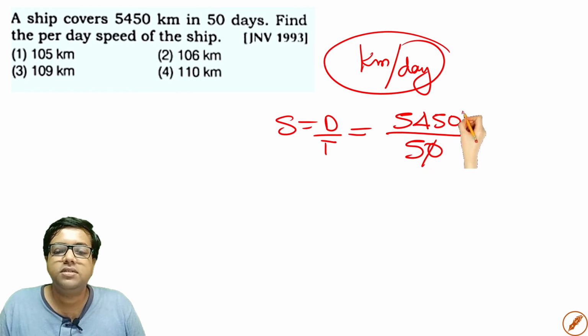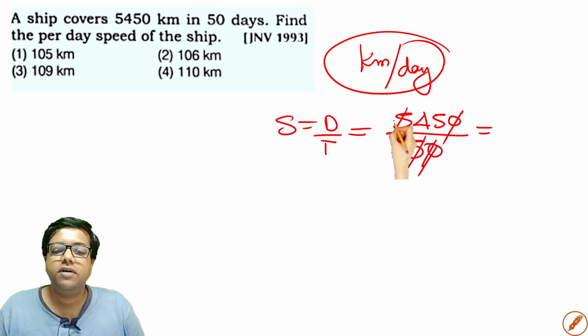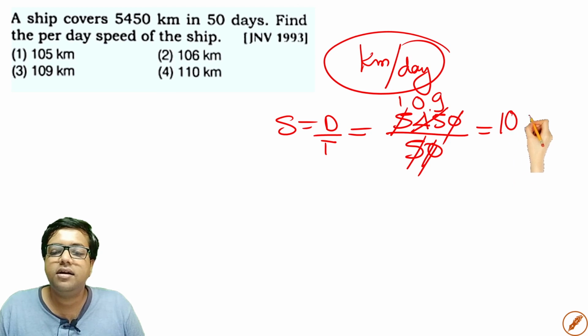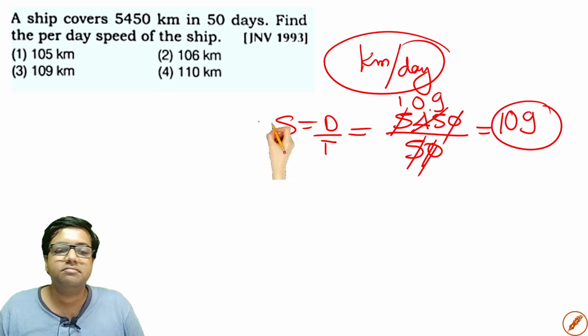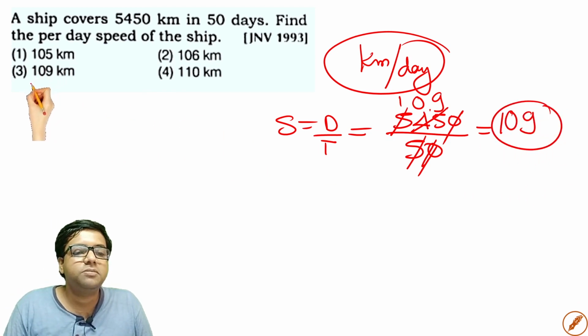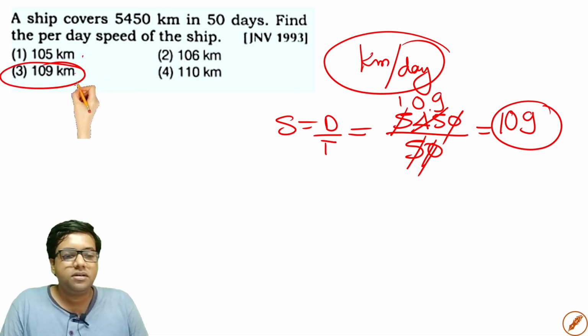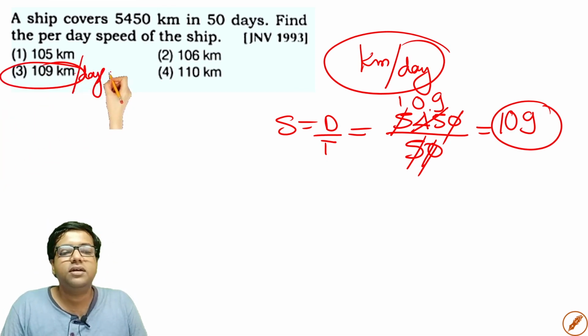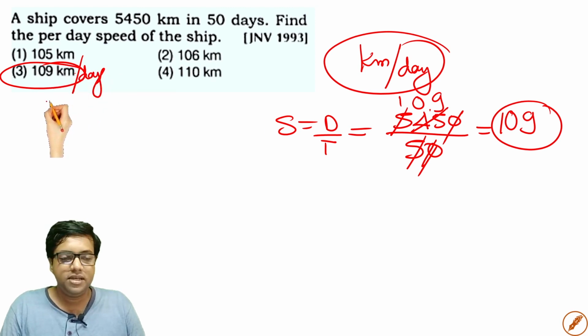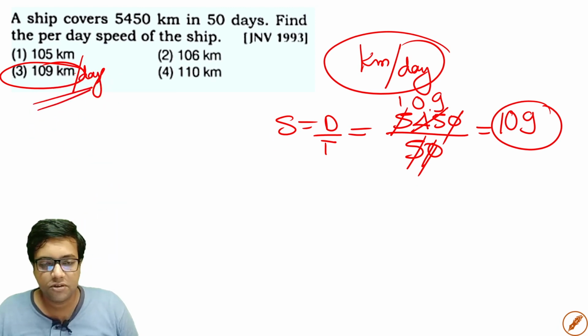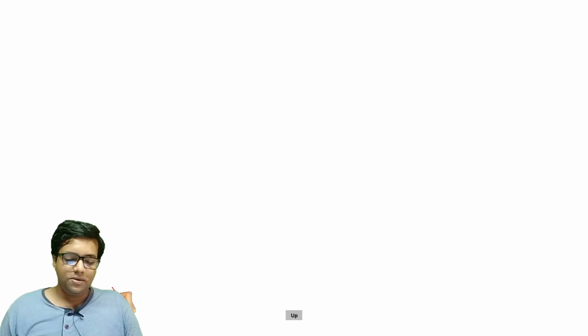5450. 10 and 10 go away. So what will you get? 5 ones are 5. 4 can't go, so you put a 0 and move further. 5 nines are 45. 109 kilometers per day is the speed of the ship. Okay, even the units are given wrong here. 109 kilometers per day is the speed of the ship in terms of kilometers per day. Okay, that was the last question.